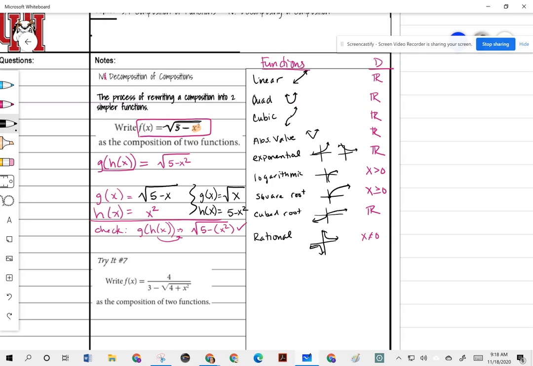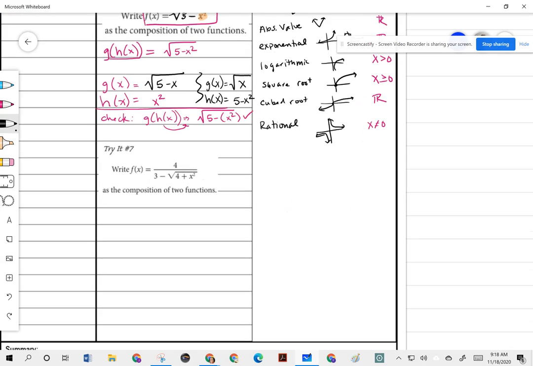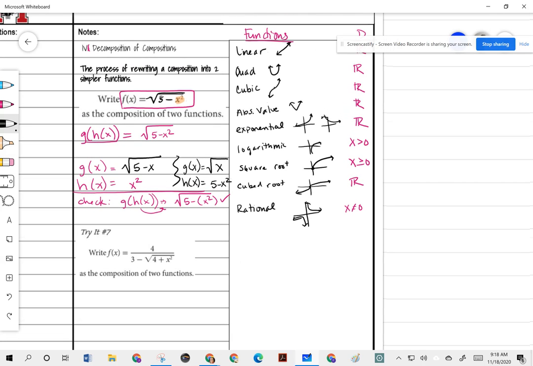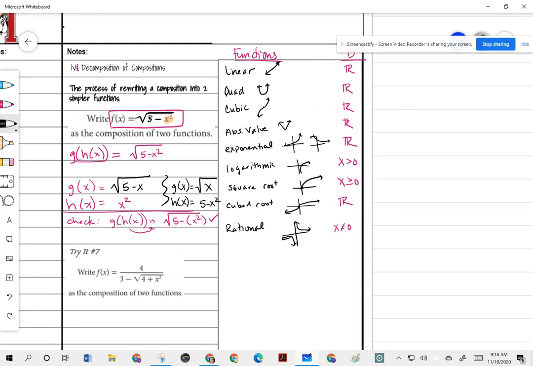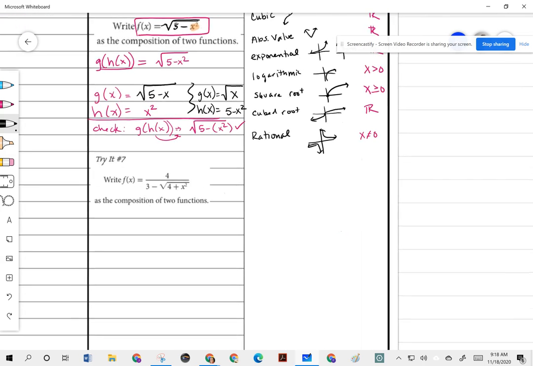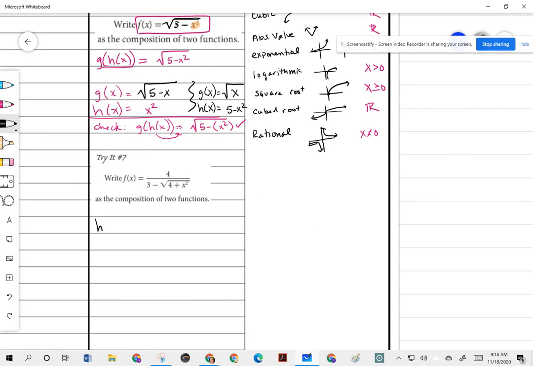All right, so let's take a look at the u-try. Just to bring your attention over here, there's a list of functions, and here's a list of domains that you might find useful to know going into those compositions, especially when you're trying to find the domain. So let's take a look at figuring out what could be our g of x and what could be our h of x in this case.